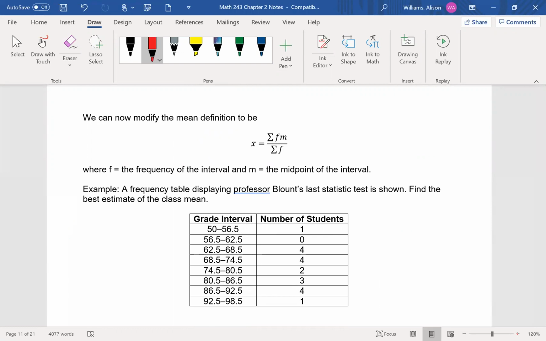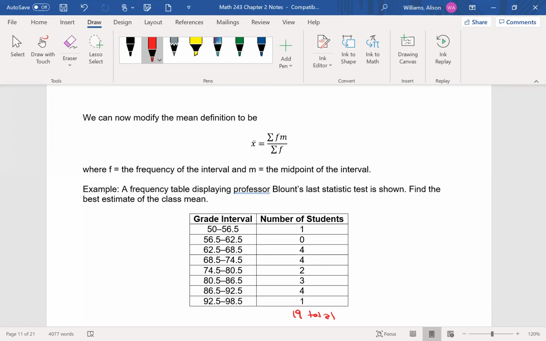So in this example, we're given some data from a class again, and we're given a rough breakdown of the score. So this totals up to 19. There's 19 total here. And all we know is that one person scored between 50 and 56.5. Nobody scored between 56.5 and 62.5. 4 people between 62.5 and 68.5, and so on.